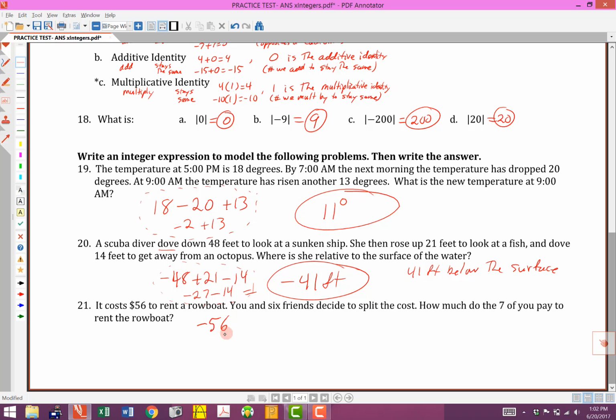So we're going to represent the owing $56 with a negative, and we're going to divide that by 7 friends. So that means negative 8, and I'm going to put a dollar sign on there. We could circle that. So again, here's the work. There's the answer, and we could say each owes $8. Okay, so there's an explanation of what that negative means. It means they each owe.